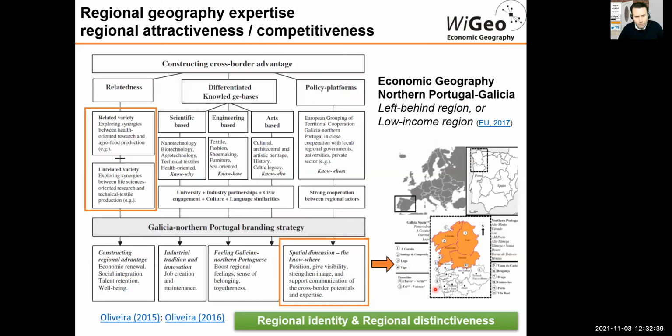Part of the background, if you ask what I'm doing here: my background is in human geography, not necessarily in regional geography, and I combine concepts from economic geography, such as constructing regional advantage, composed by related variety, the elements that make regions able to cooperate, and unrelated variety. In this exercise, I focus on the Iberian Peninsula, a region within the overall region of Southern Europe.